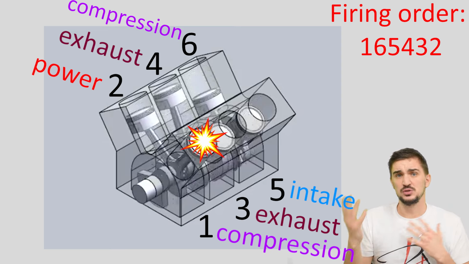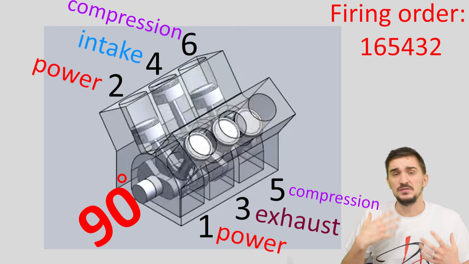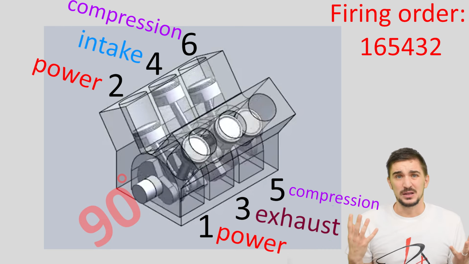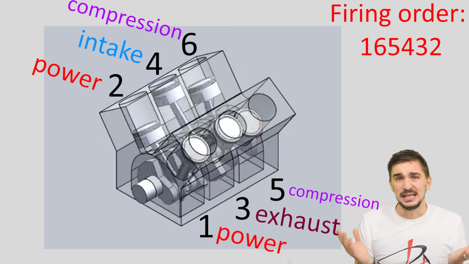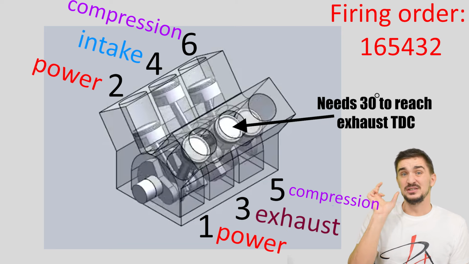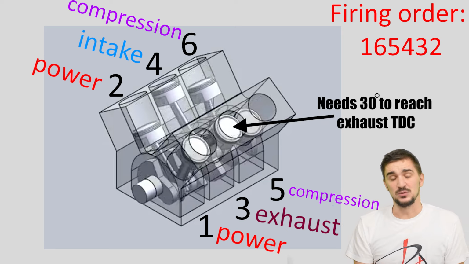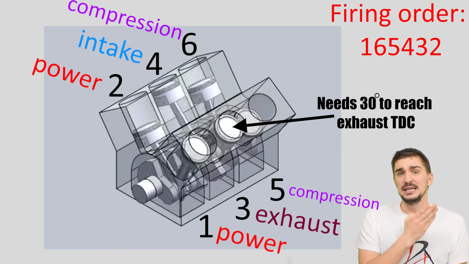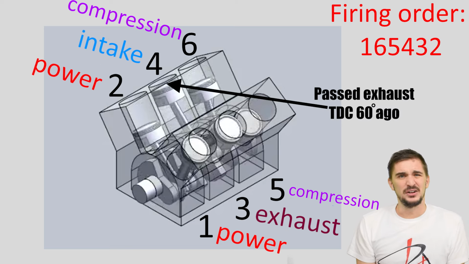But how much should we rotate? Well, let's try rotating 90 again. Let's try to keep an even firing interval. But guess what? We can't fire anything. Let's try 3. Well, 3 is actually just going to TDC of exhaust stroke. It needs another 30 degrees to reach TDC of exhaust. We obviously can't fire that. What about cylinder number 4? Well, this is doing intake and it finished exhaust some 60 degrees ago, so we can't fire that either.